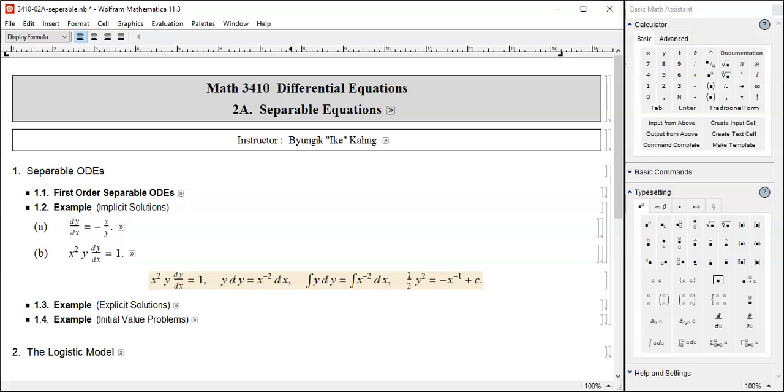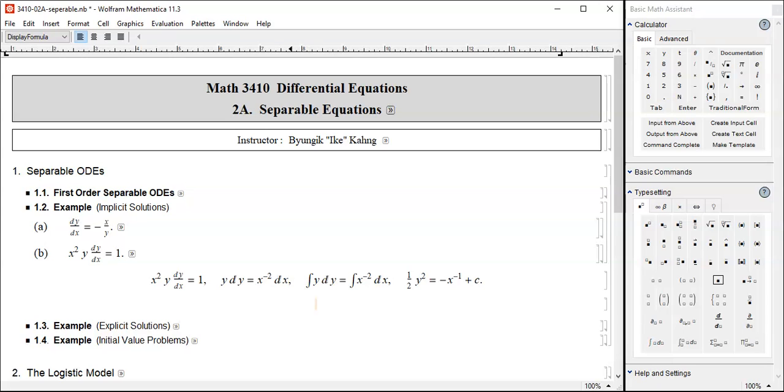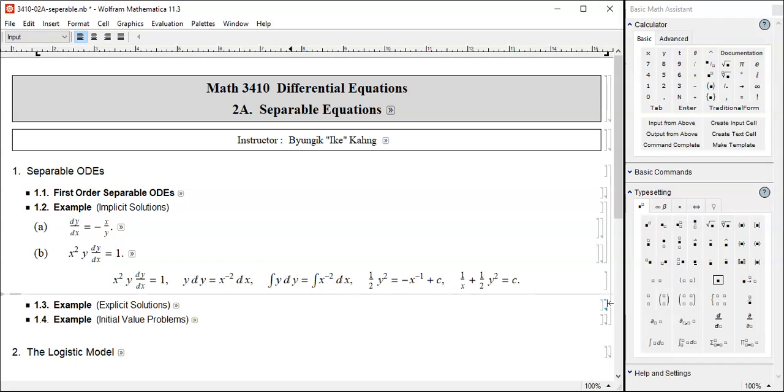We want an implicit solution only. Or you can flip this x to the other side. Let's go back here and just do it. 1 over x plus 1/2 y squared is equal to c. And there you go. There goes an implicit solution.